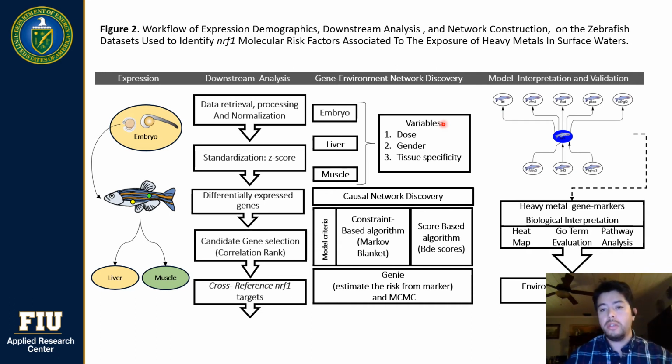You need to discretize all your variables into 0s, 1s, and 2s, and I've chosen dose, gender, and tissue specificity as variables of interest. The model I'm using, Banjo, is called Bayesian models with Java objects, in which two criteria have been selected. One of them is a Markov blanket or constraint-based algorithm, and the other one is BDE scores, in which the score is based on the best score I am determining which structure I'm selecting.